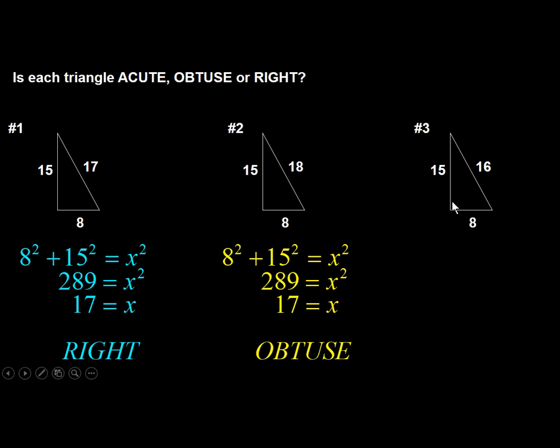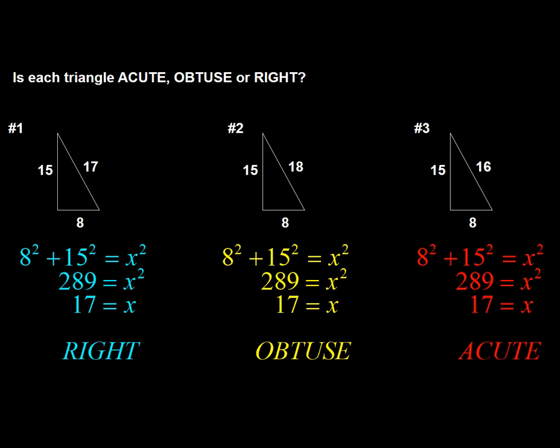In the third example, we do the same thing. We still have the 15 and the 8, so it's the same problem. We get that the hypotenuse is supposed to be 17, but it's not in this picture. It says 16. This 16 is too small. If it's too small, that means the triangle is acute.